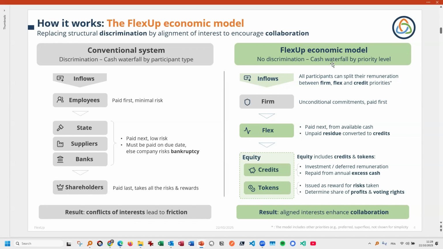So the FlexUp economic model says there is no discrimination. I don't care if you're an employee or a share investor or a supplier, I don't care. You are free to say how much risk you want to take, and to make it simple, 30% firm, 40% flex, 30% credit. You decide, or it's an open negotiation between the project and each stakeholder how to split the remuneration.